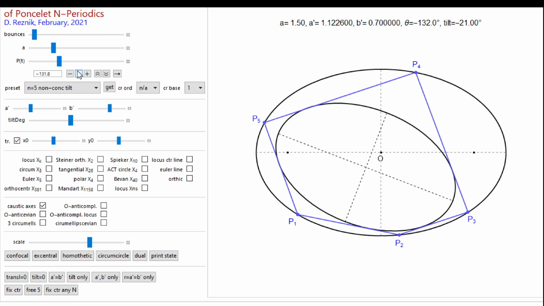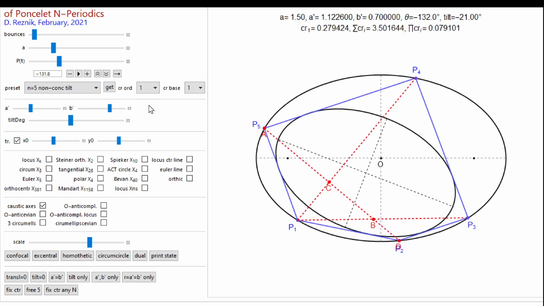Okay, now I want to define 5 diagonals. Let's go ahead and define them. How am I going to define these 5 diagonals? I'm going to start from a base vertex. In this case here, it's P1. And I'm going to connect the base vertex to P4 and P3.